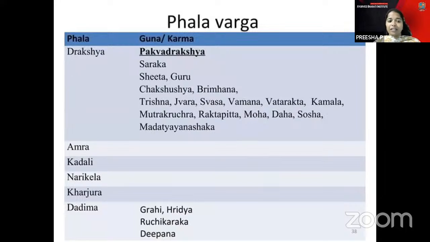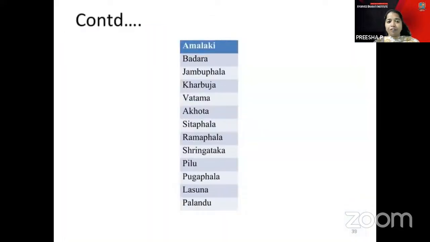What is the Phalavarga? So the Draksha, it is Madatya Nashika. That is why you have the Draksha Panaga, and also with the Karjurali Manta can be given in the cases of Madatya Panaka then. And the Dadima, it is the Grahi, Hridya. So opt for one among the same, which is having a Grahi and the Hridya effect with the Deepana aspects there. And you have the Ekala Dravya Prayoga.